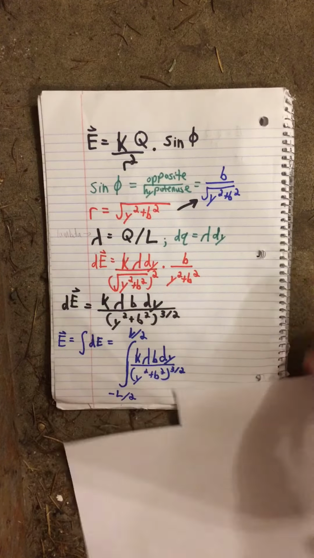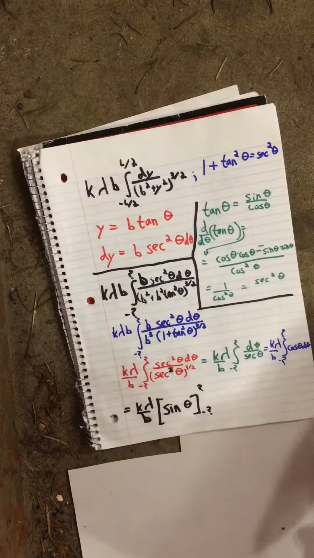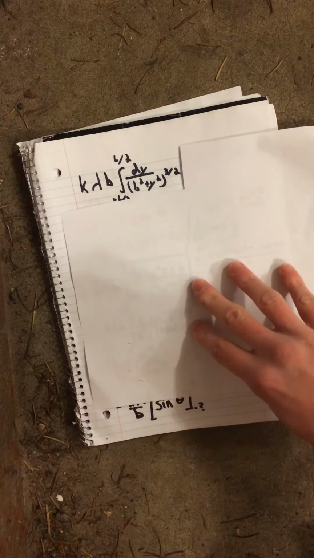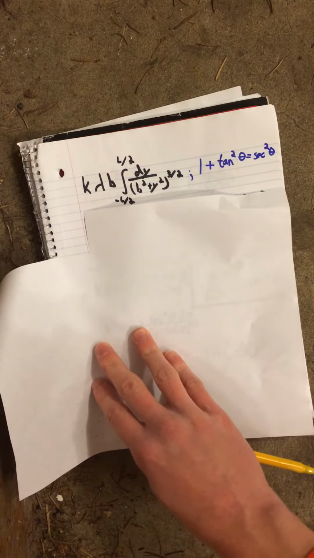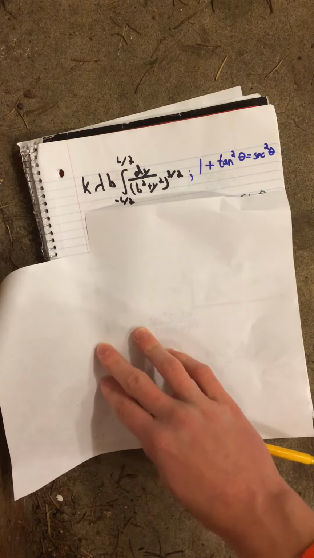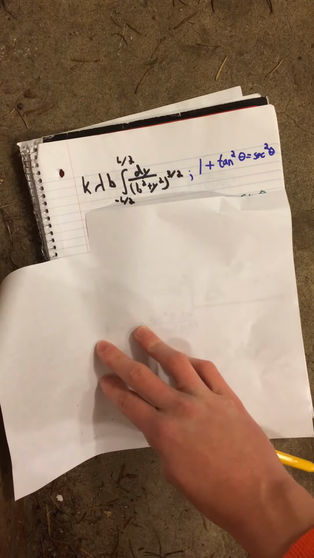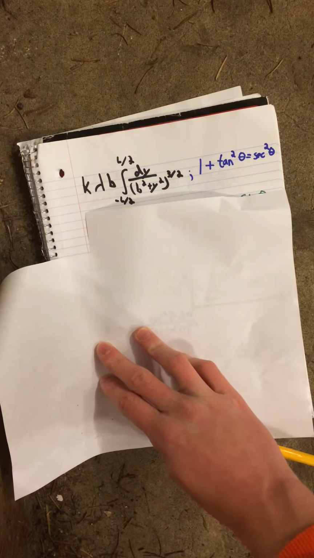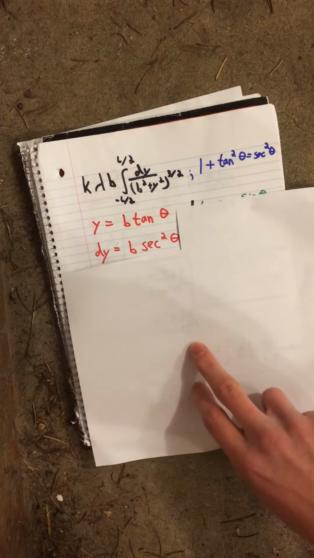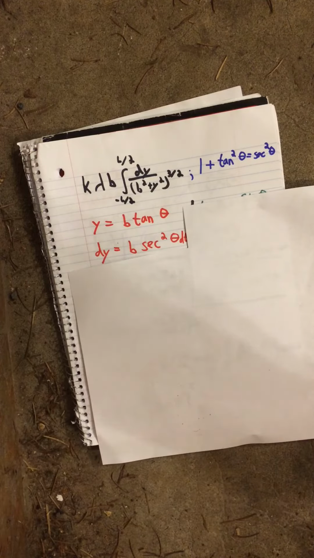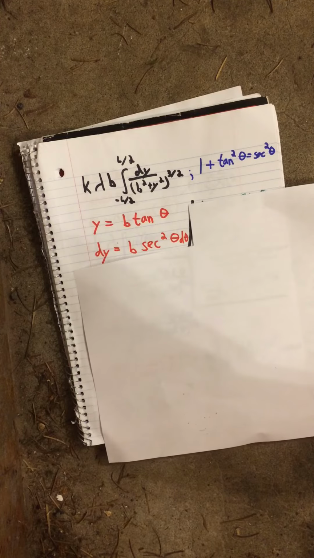So we're going to try to do a trig substitution. Alright, I remembered my trig identity, that 1 plus tangent squared theta equals secant squared theta, and I think this might be useful. So we're going to try this. We're going to substitute b tangent theta in for y, and this is completely legal.